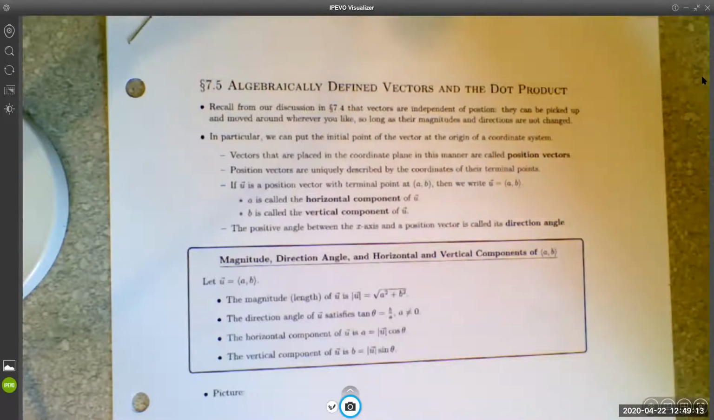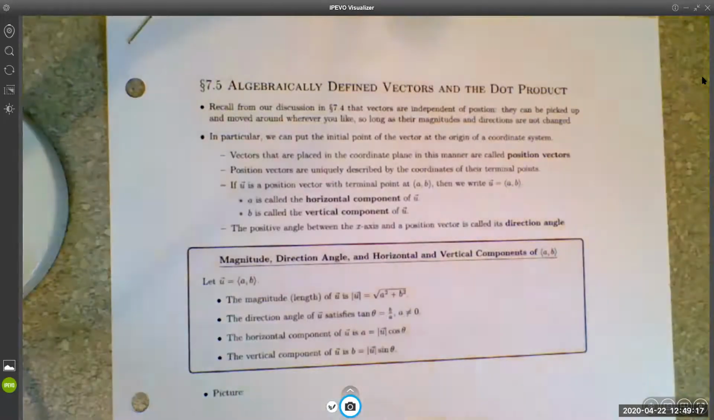Anyway, in 7.4, we talked about vectors from a geometric perspective. And now we're going to talk about vectors again from an algebraic perspective. And in certain ways, it's a lot easier to work with vectors algebraically than it is to work with them geometrically.